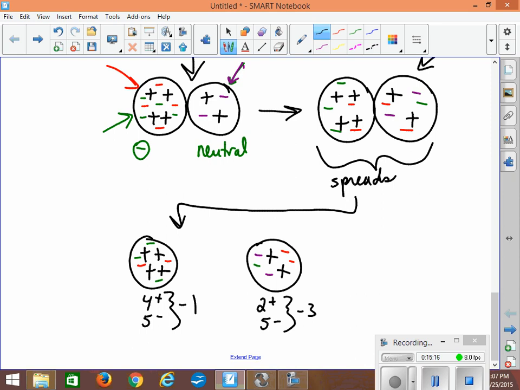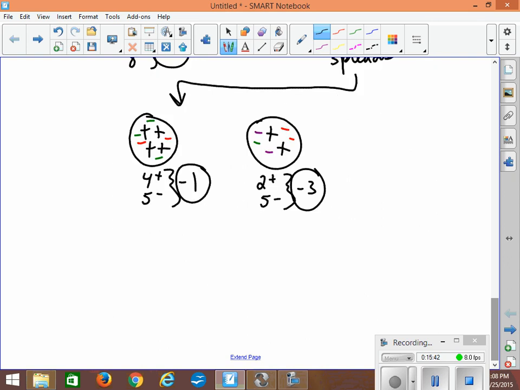Originally, we had neutral right here, and if you counted it, there were 4 pluses and 1, 2, 3, 4, 5, 6, 7, 8. 8 minuses, which would be a charge of -4. The -4 charge that we had was broken up into a -1 and a -3. So it was spread out. The electrons were spread out among the two objects. That's another way to get charge, by touching something that's charged.